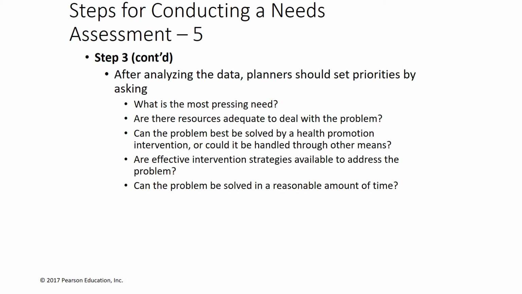After you analyze, what's the most pressing need, what absolutely has to be the first thing we focus on? Do we have resources to address that need? Remember the priority matrix I talked to you about. What's the most pressing need? That would be the level of importance. Are resources adequate to deal with the problem? That would be the level of change possibility. We have to consider those within the matrix in order to properly prioritize these things. Can the problem best be solved by a health promotion program, or could it be handled through other means? Perhaps, like with the smoke-free or tobacco-free campus policy.